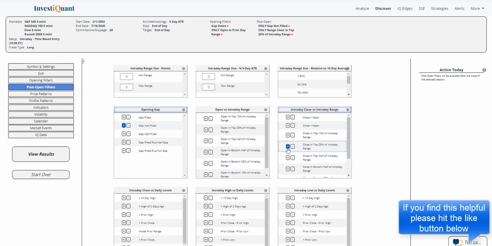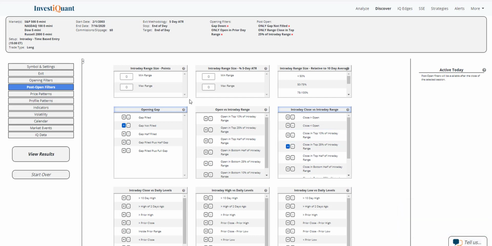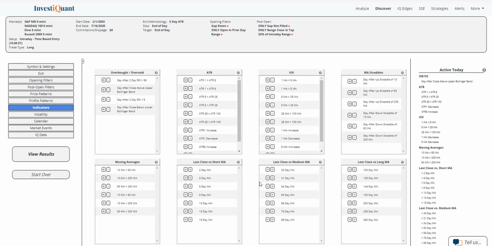I can select the close of the 3 p.m. price is in the top 25% of the daily range there. And then I can go to indicators and add above a 10 and above a 200-day moving average just to keep it in a similar bullish environment. Then click View Results. And here we go.